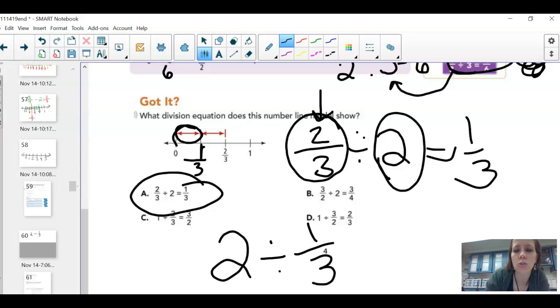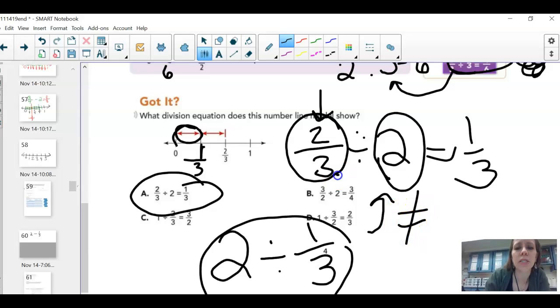You can't just switch them back and forth. This is not the same as this. Okay? So let's go ahead and look at the next one.